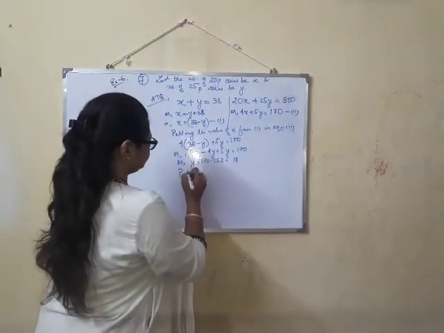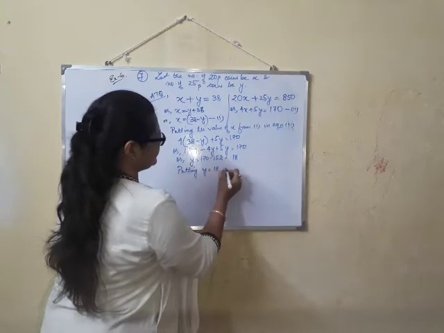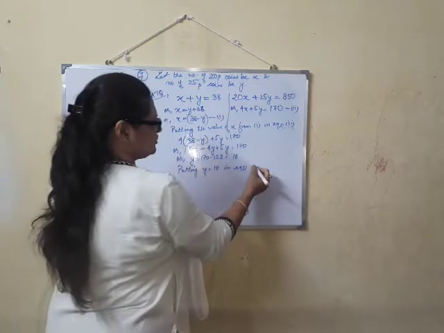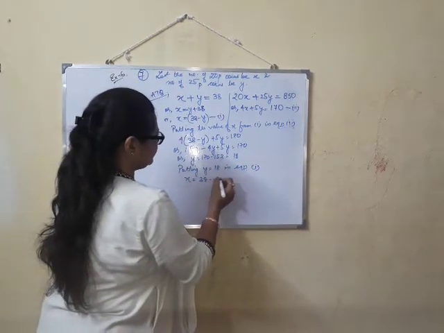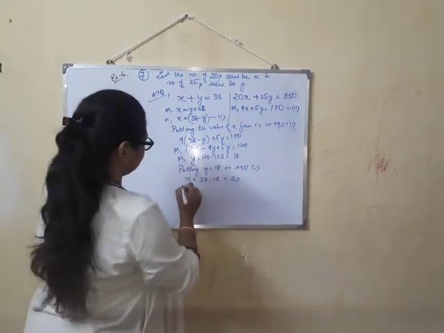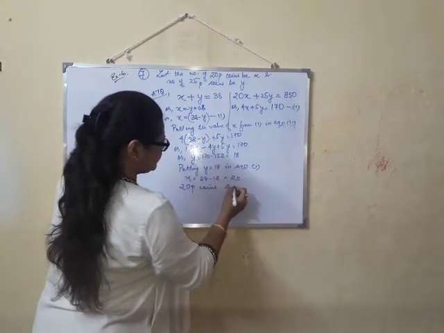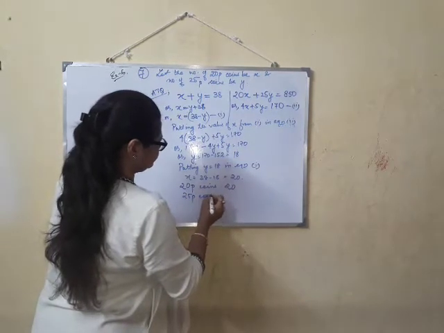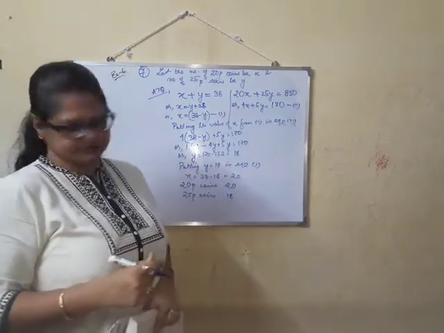So putting y equal to 18 in equation, any one of the equations you can put. I am putting it in equation number 1. So x equal to 38 minus 18, so 20. Okay. So we have 20 paisa coins, 20 in number, and 25 paisa coins, 18 in number. Clear? Okay.